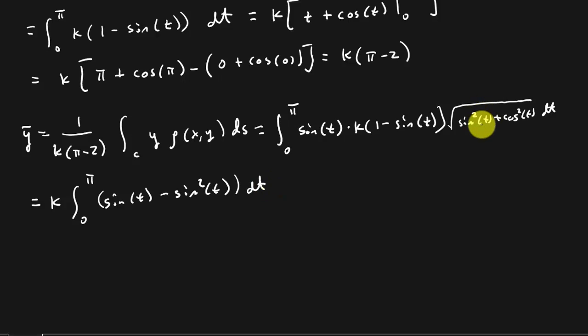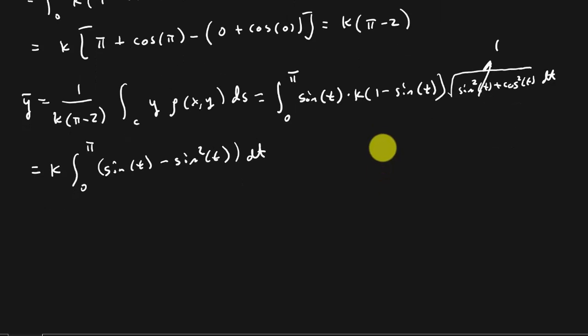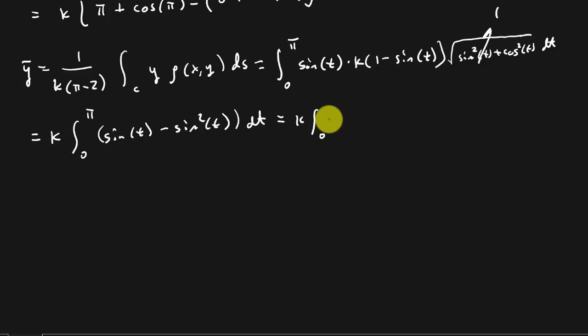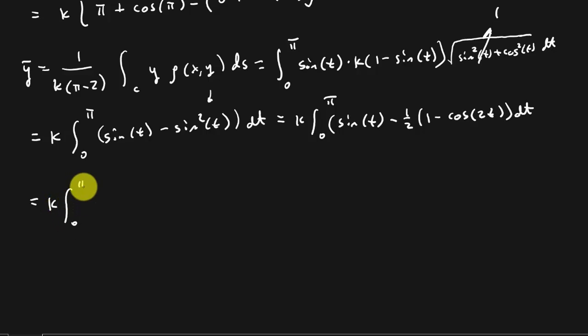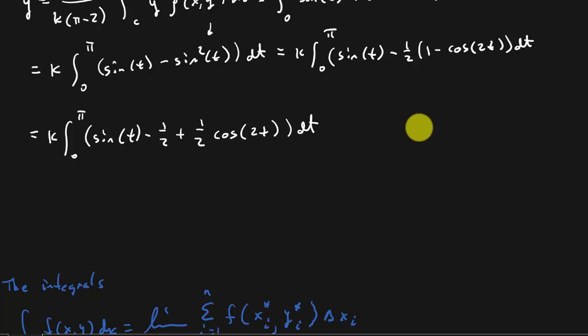And then, of course, as we know as before, that's 1. All right. So now to integrate that, you're going to have what? K times the integral 0 to pi of sine t minus 1 half times 1 minus cosine 2t dt. So remember, to integrate sine squared, you need to use your half angle identity. And so that's going to be k times the integral 0 to pi of sine t minus 1 half plus 1 half cosine 2t dt. All right, and by now you should be able to integrate this.